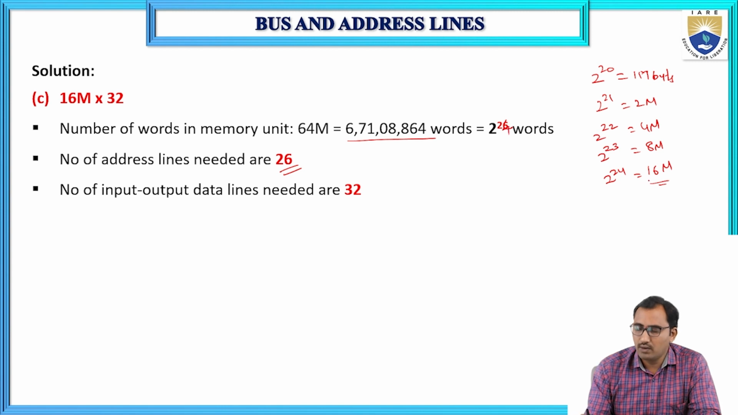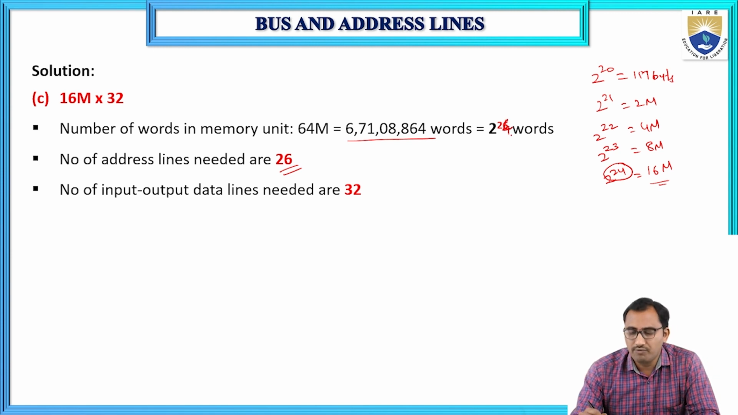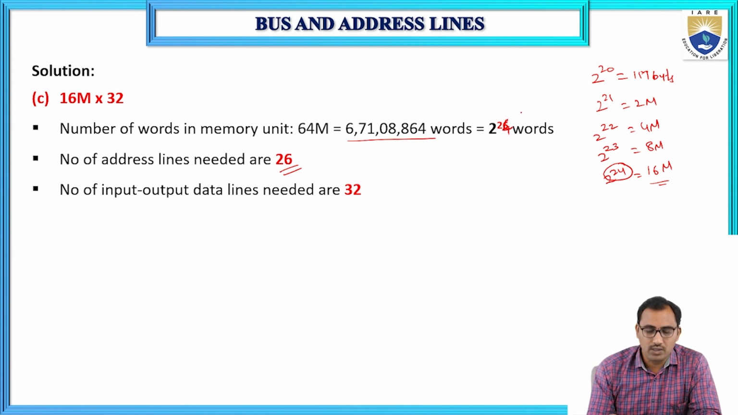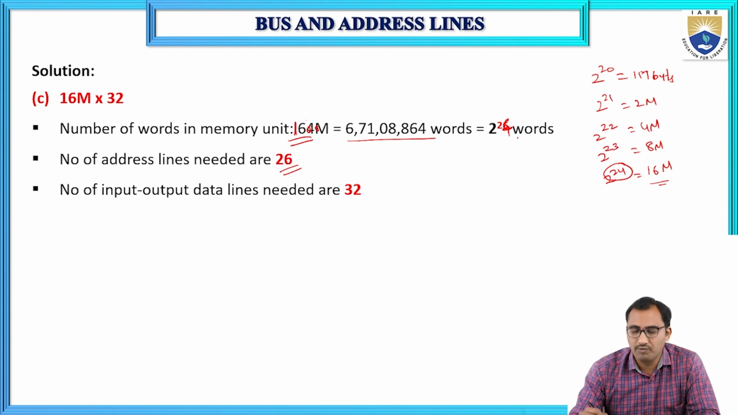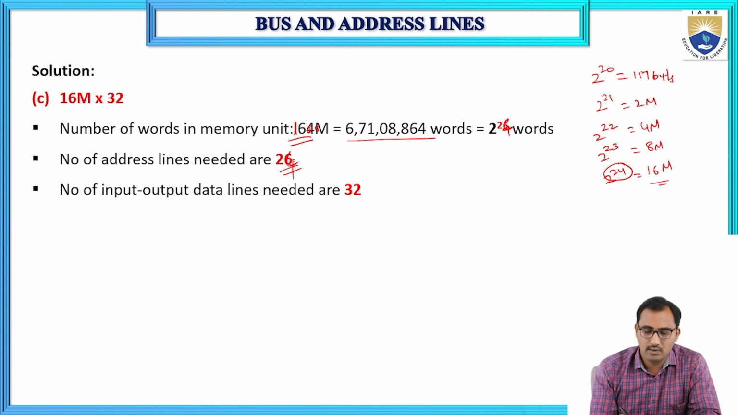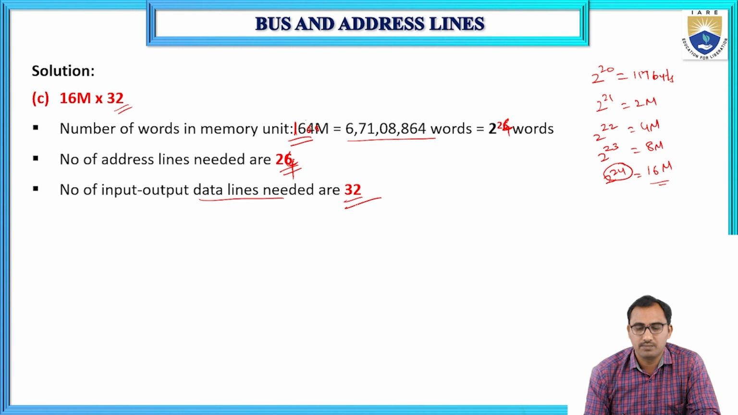So 2 power 24 means 24 address lines are required. Sorry, for 16 mega we require 24 address lines. And the number of data lines is 32.